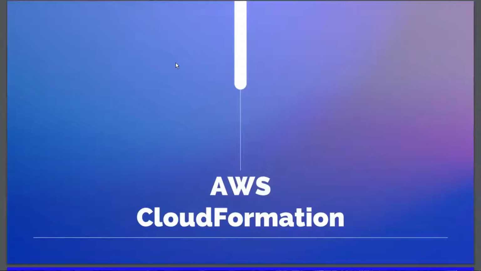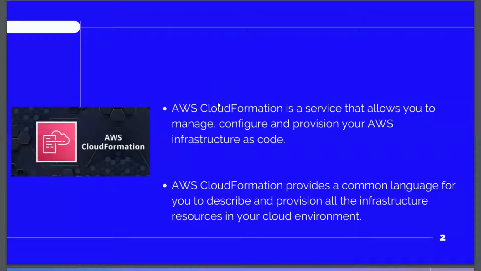So anytime you hear CloudFormation, you think of it as infrastructure as code. So that's what CloudFormation is generally. AWS CloudFormation is a service that allows you to manage, configure and provision your AWS infrastructure as code. So infrastructure as code, that's IaC, the likes of CLI, SDK, if I remember rightly. So that's what they do. Then AWS CloudFormation provides.